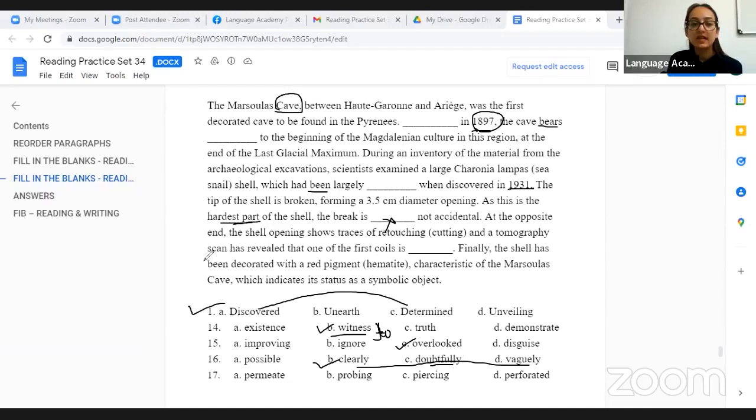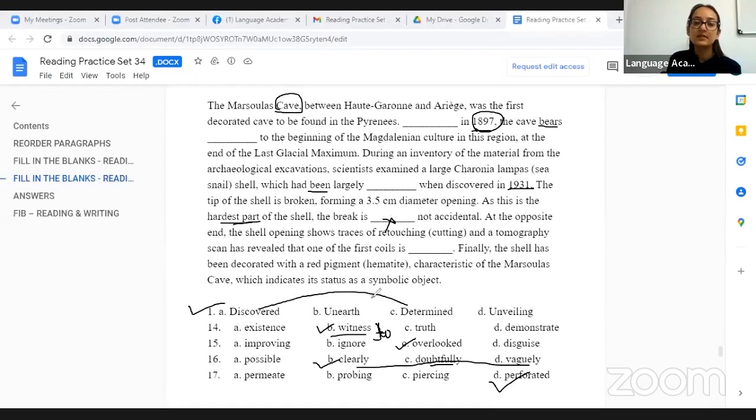At the opposite end, the shell opening shows traces of retouching, that is cutting, and a tomography scan has revealed that one of the first coils is dashed. So everything is happening in the past. We should again go with past option, which is perforated, because these things have already been happened. We are not doing it right now. They have already been taken place. So it will be the first coils is perforated.